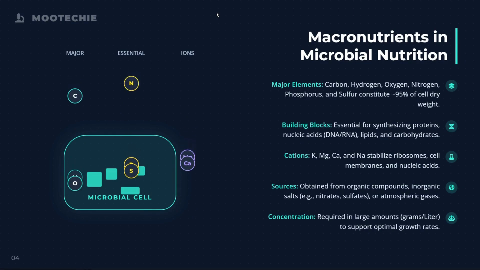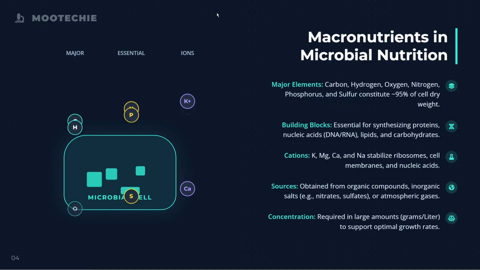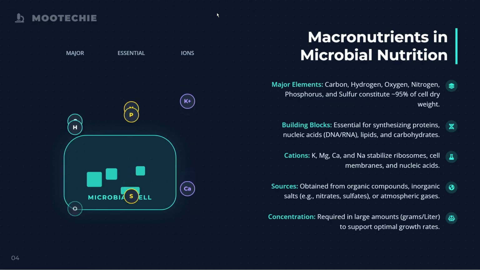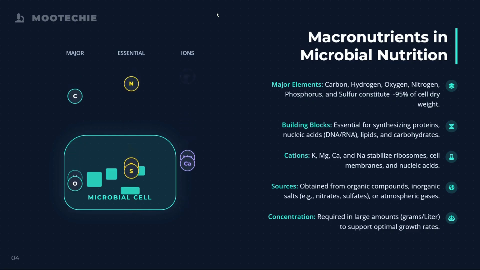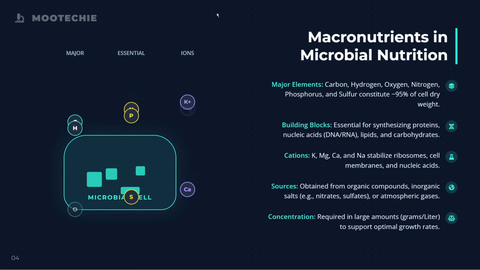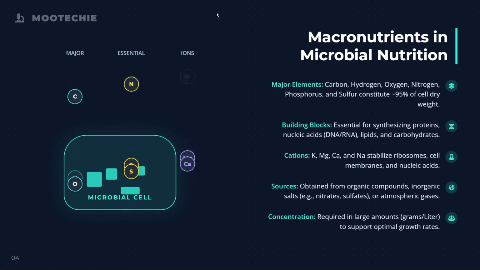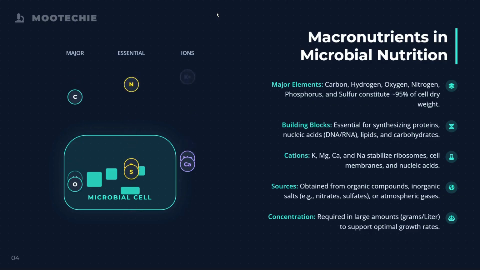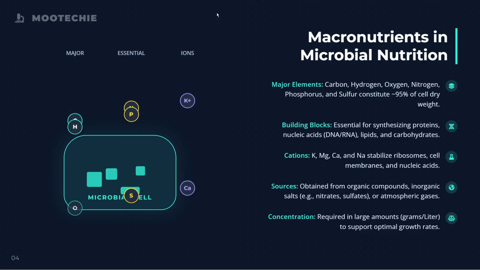This slide focuses on the major essential ions or macronutrients in microbial nutrition. The major elements, carbon, hydrogen, oxygen, nitrogen, phosphorus, and sulfur, make up about 95% of a cell's dry weight. They are the fundamental building blocks for synthesizing everything in the cell: proteins, nucleic acids like DNA and RNA, lipids, and carbohydrates.